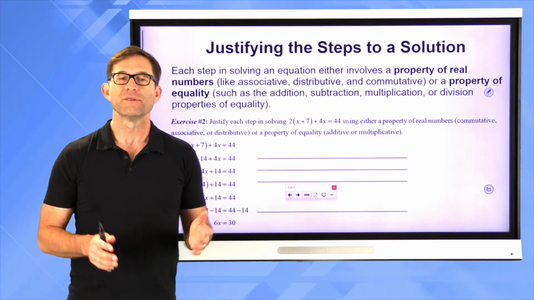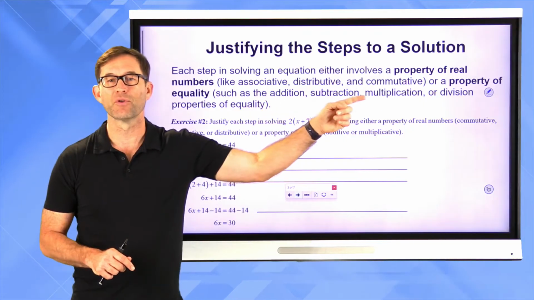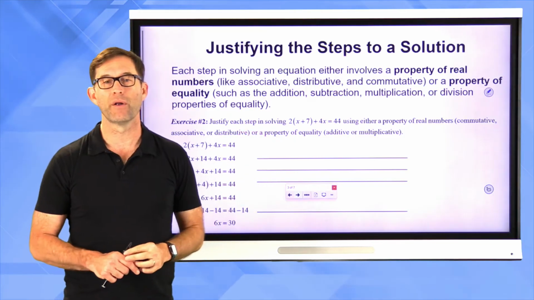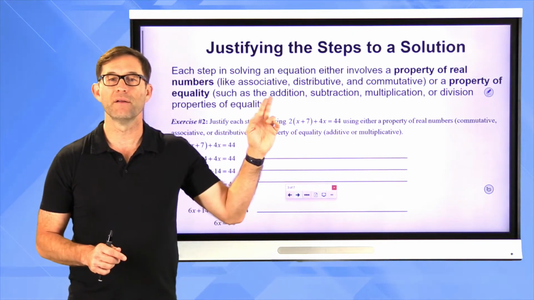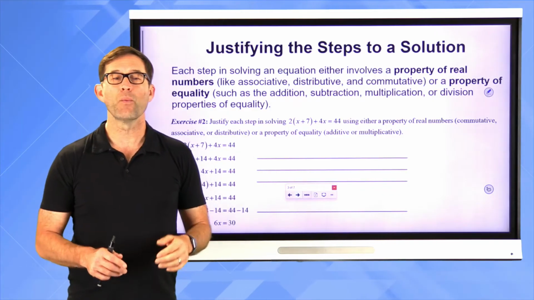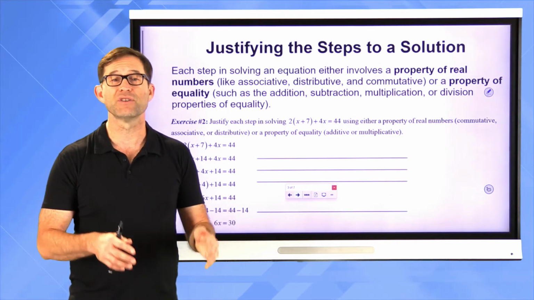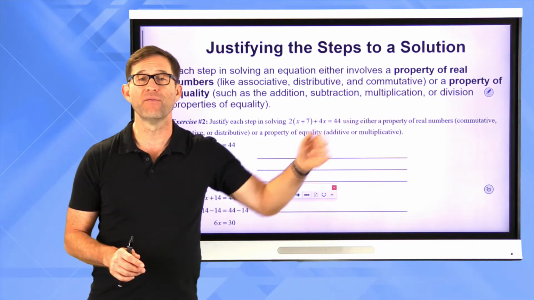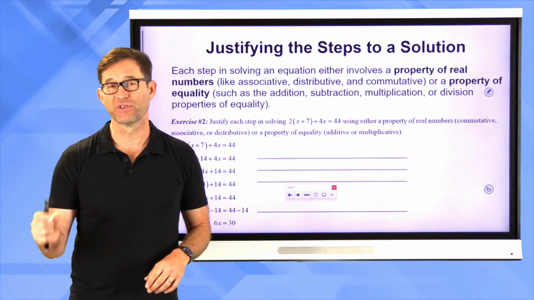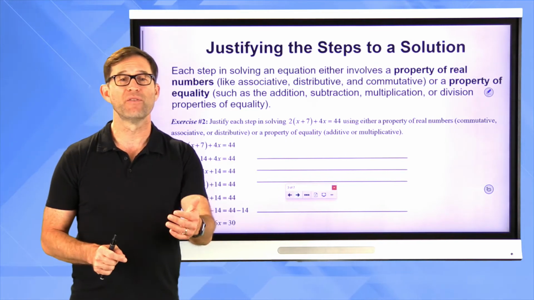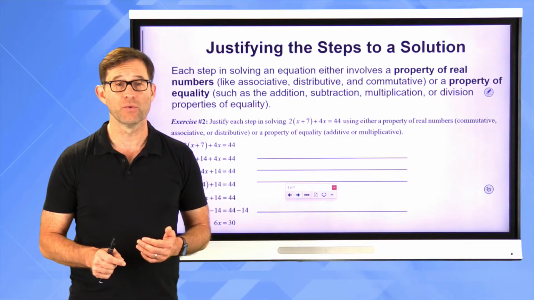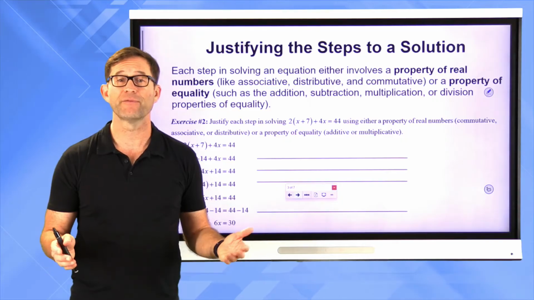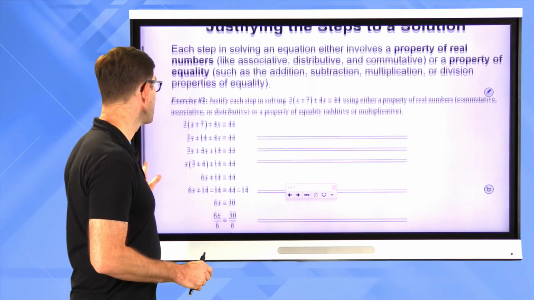Now, as a little note, some textbooks will only talk about the addition and multiplication properties of equality. Some will add in the subtraction and division properties of equality. The reason that a lot of times they only talk about addition and multiplication is that we can always think about subtraction as just adding the opposite of whatever we're doing. And likewise, we can always think about division as multiplying by a number's reciprocal. What I mean by that is if we were to divide both sides of an equation by 2, we can think about that as multiplying both sides of the equation by 1/2. All right, that being said, let's take a look at exercise number 2.